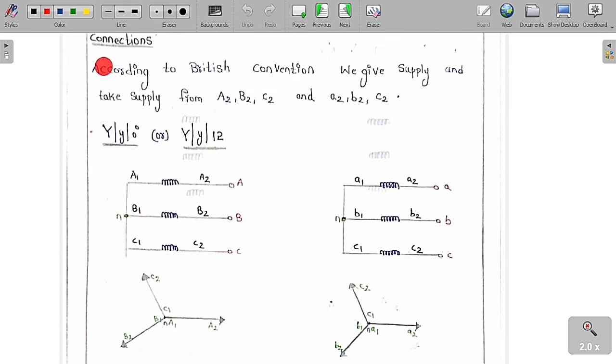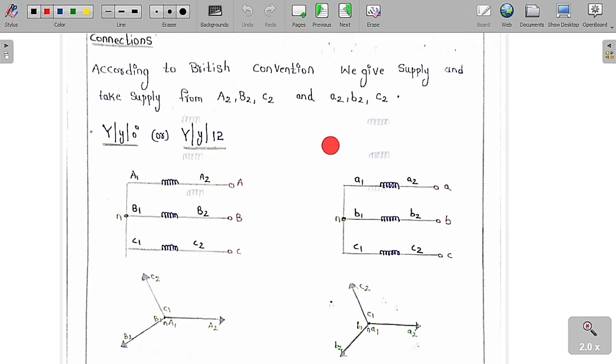So now you will see each and every convention and each and every connection in a very detailed manner. According to the British convention, we give supply and take supply from capital A to B to C, and small a to small b to small c. So this is basically the British convention.